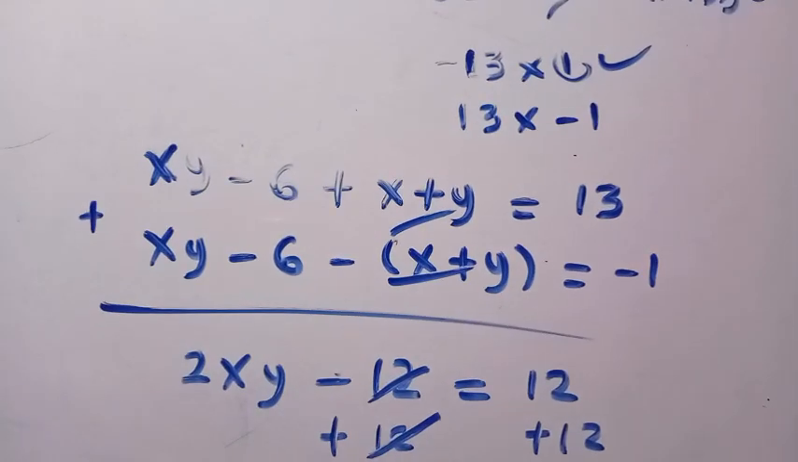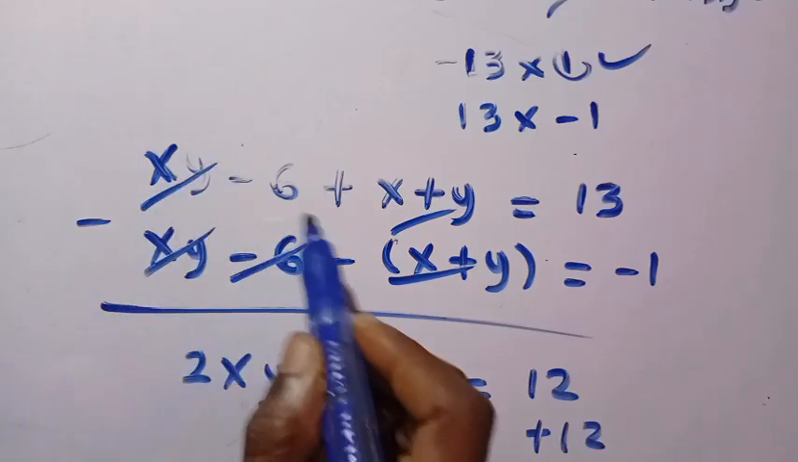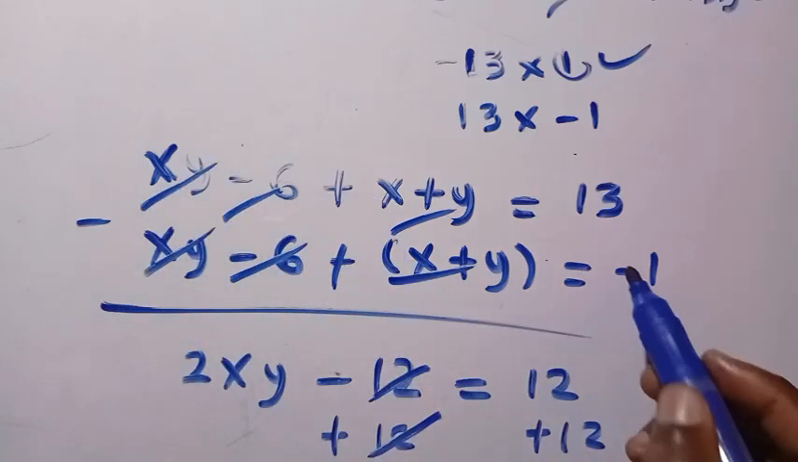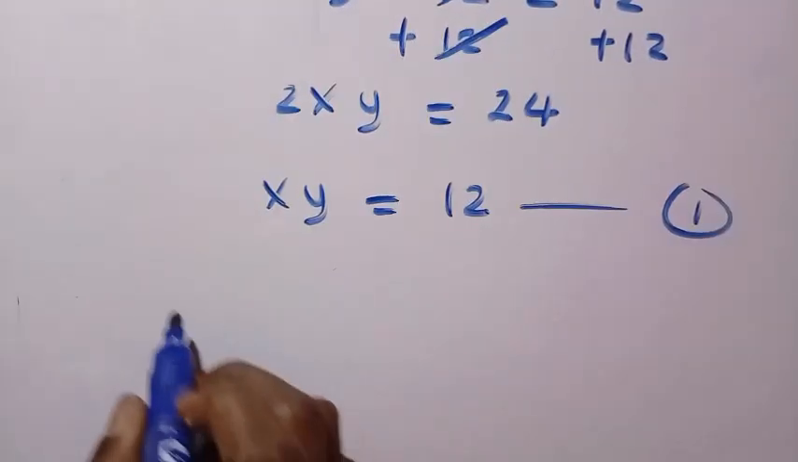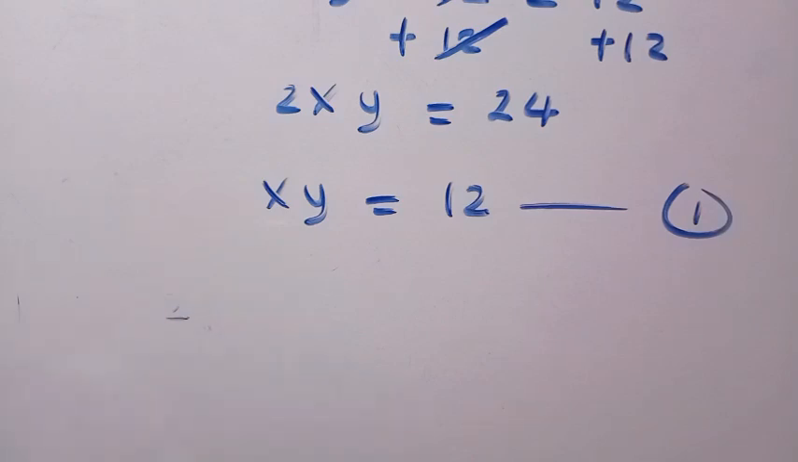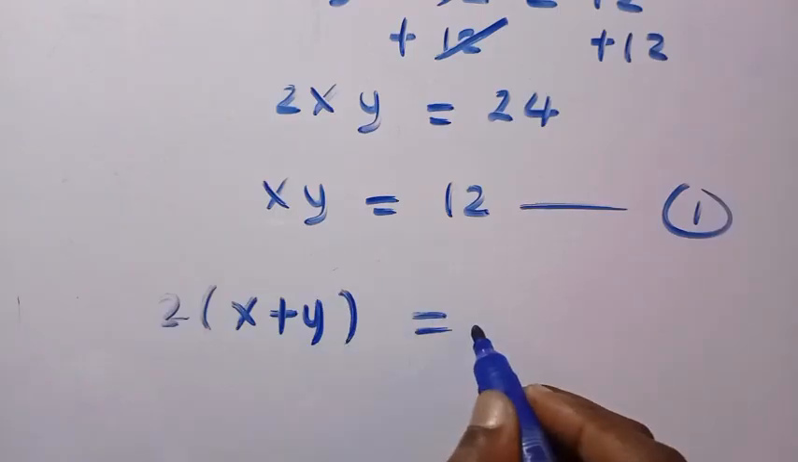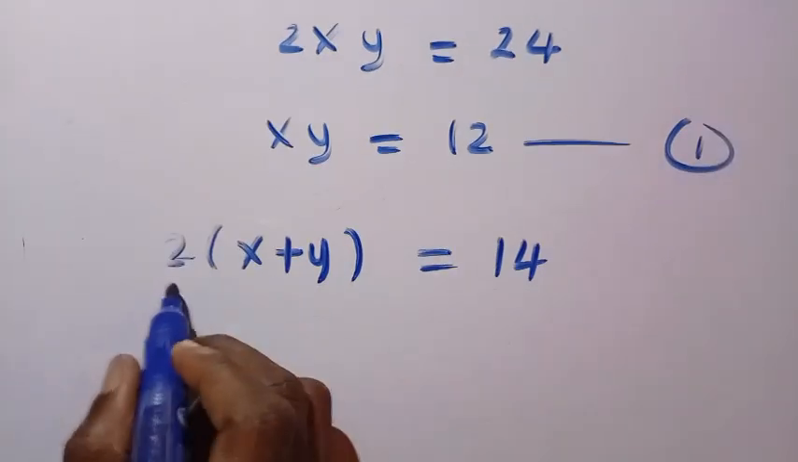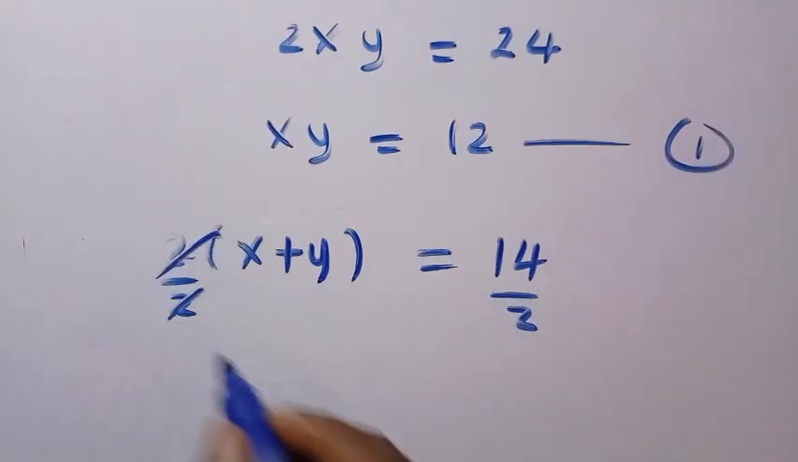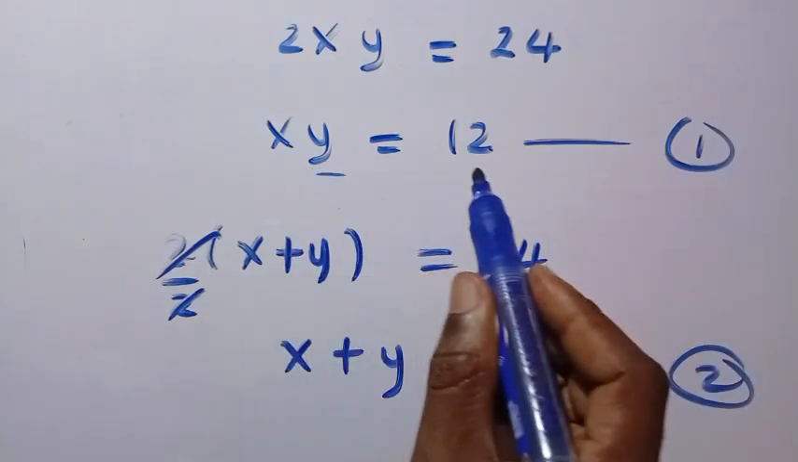And again, let's come back here again. Assuming we are taking the subtraction, this cancels, this also cancels, and this one becomes positive, this also becomes positive. So x plus y plus x plus y gives us 2 times (x plus y), and this equals 14. Dividing both sides by 2, we have x plus y equals 7. So x plus y equals 7 is our equation 2, and we have xy equals 12 as our equation 1.